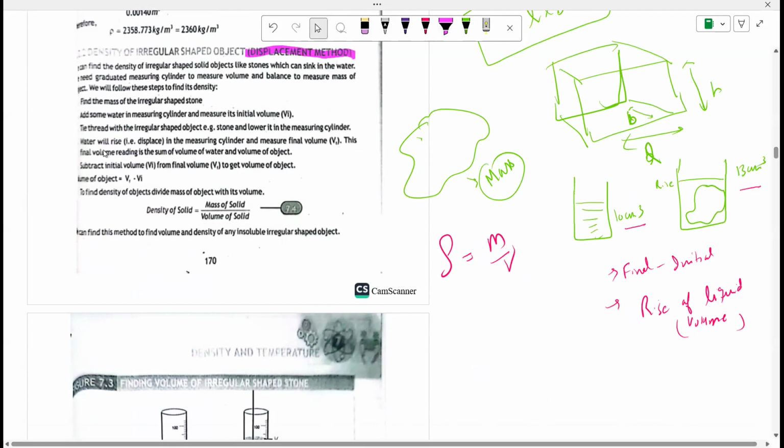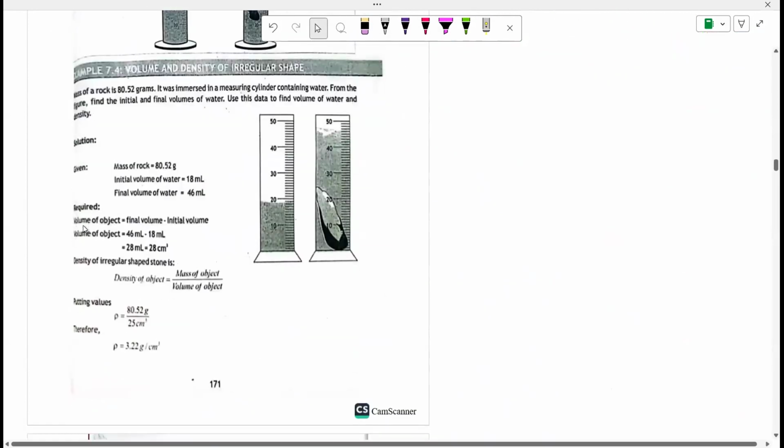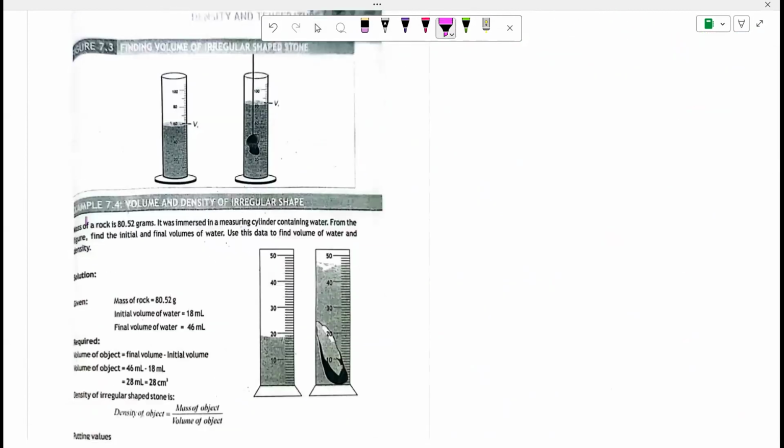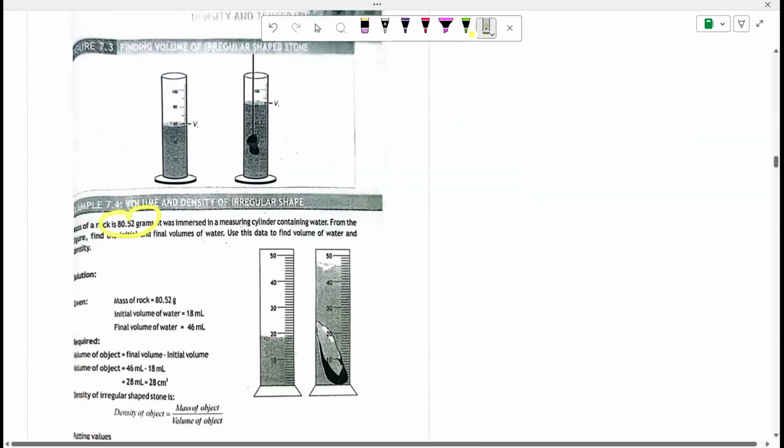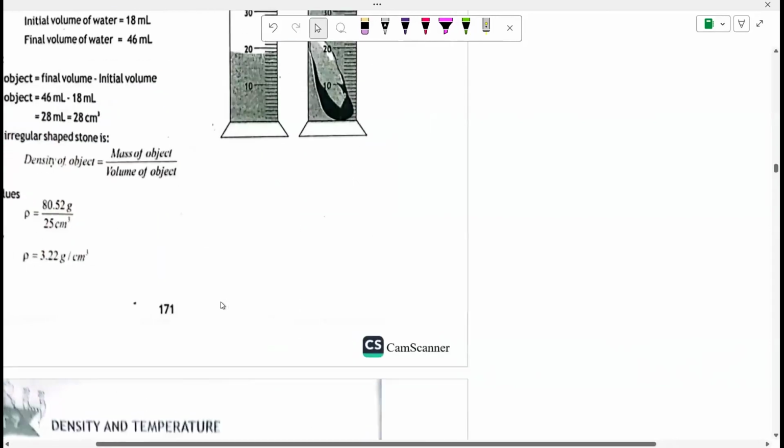Now the example that they have discussed here is first. Mass of the rock is 8.72 grams. It was immersed in a measuring cylinder. What is the initial volume here? Let's see what is the initial volume.